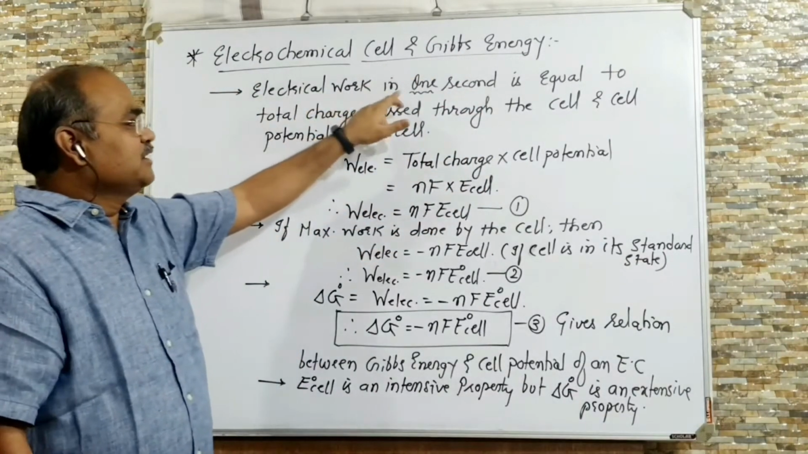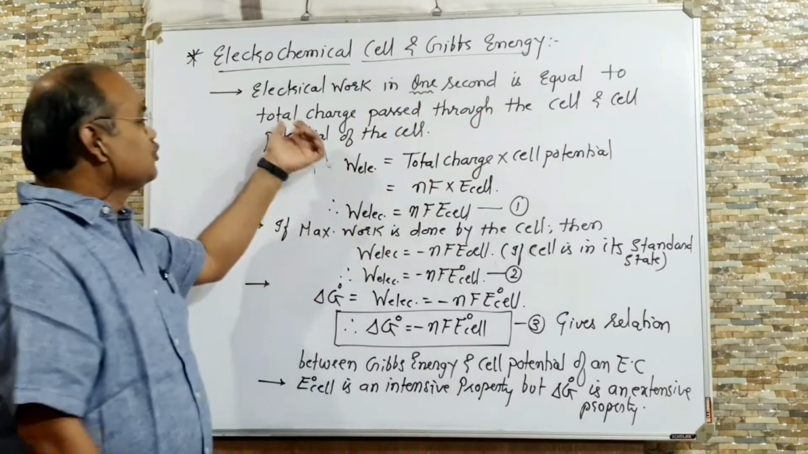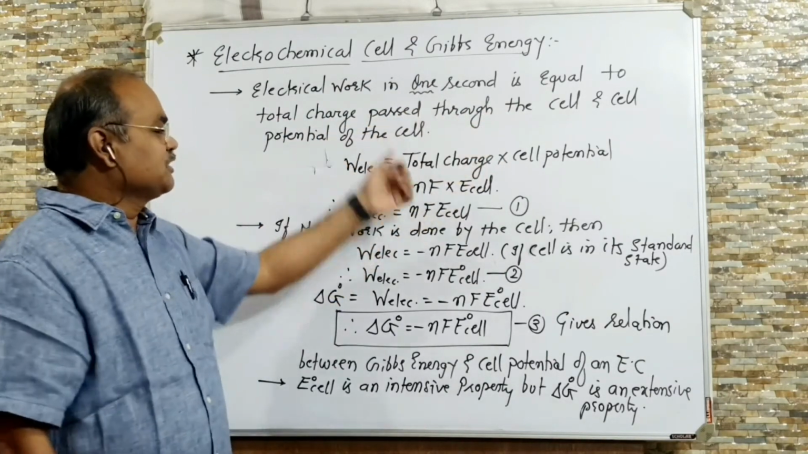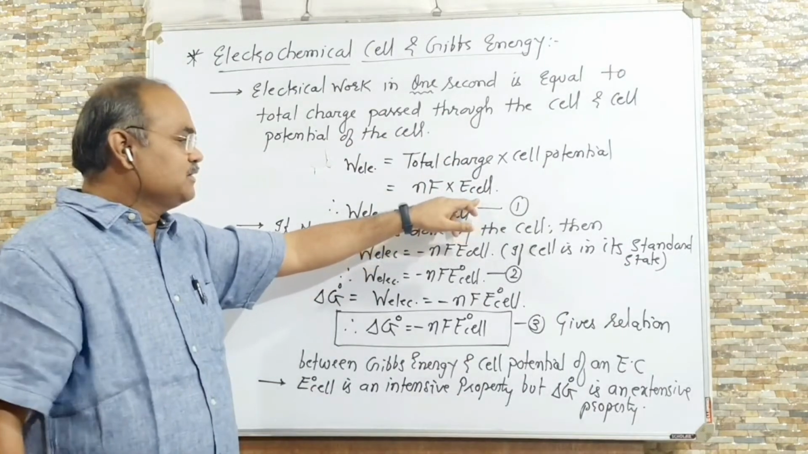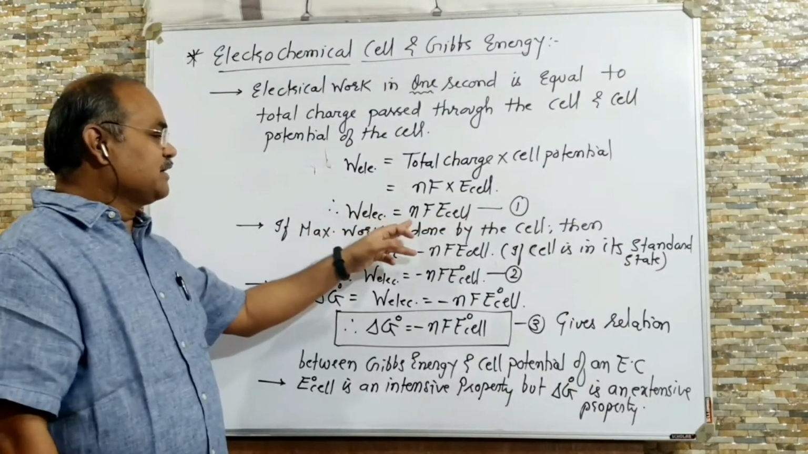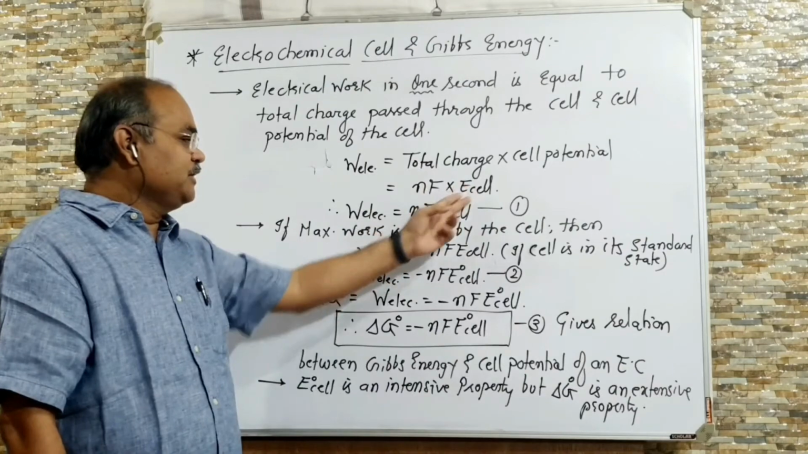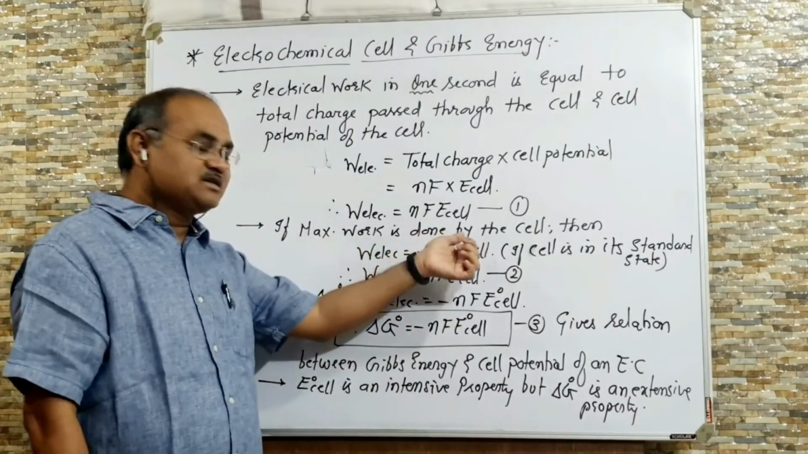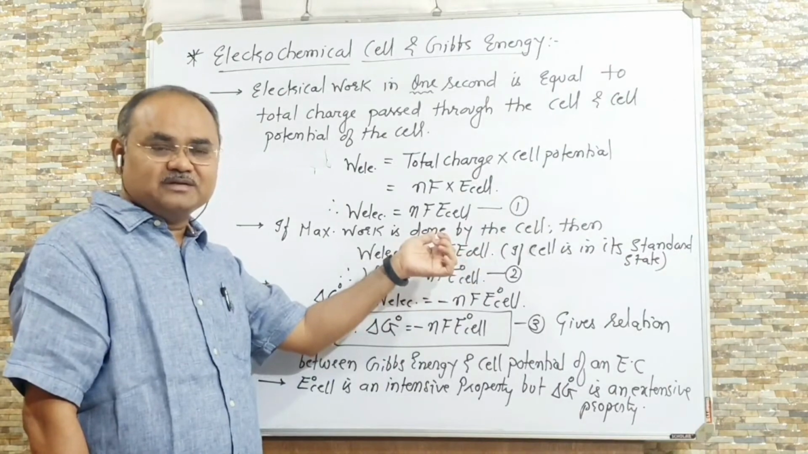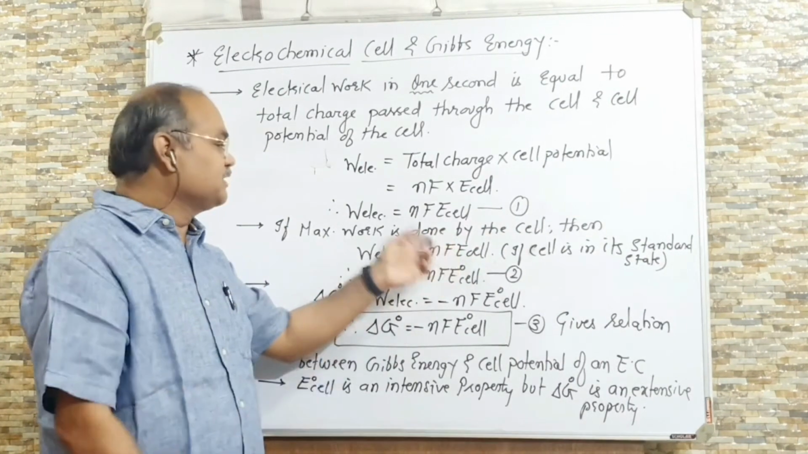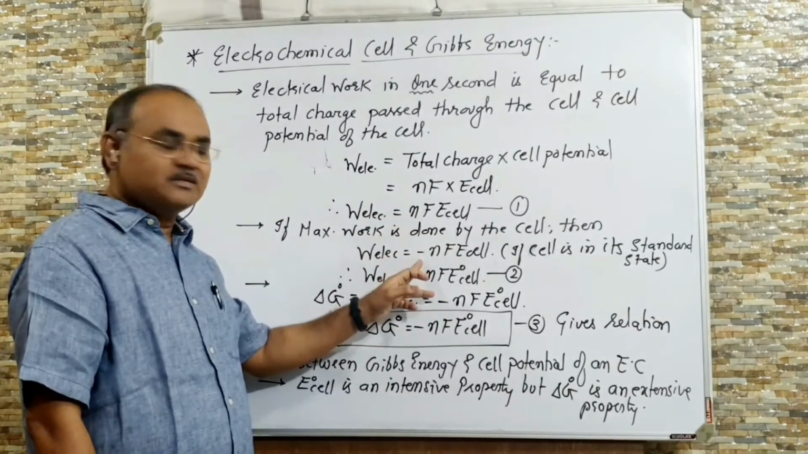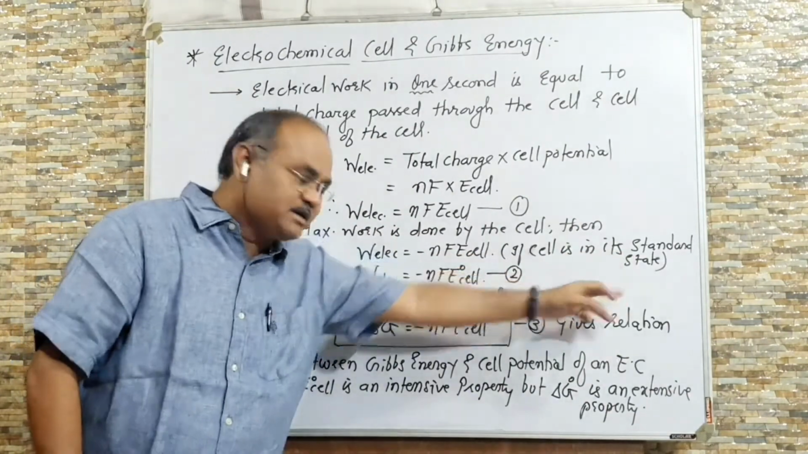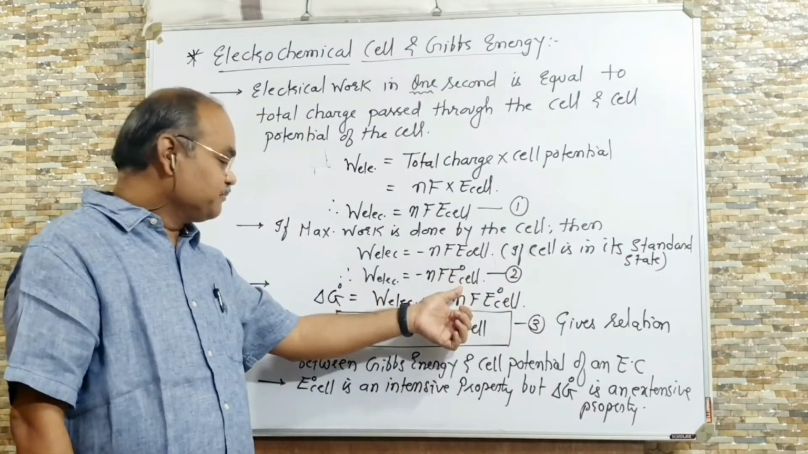Electrical work done in 1 second is equal to total charge passed through the cell, that is equal to nF, and cell potential, E cell. So W electrical is equal to total charge nF into E cell. But if maximum work is done by the system, then W will be negative, so it will be minus nF E cell. If the cell is in its standard state, we write E0 cell.